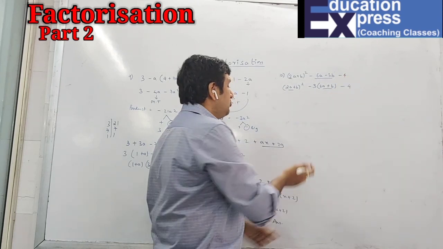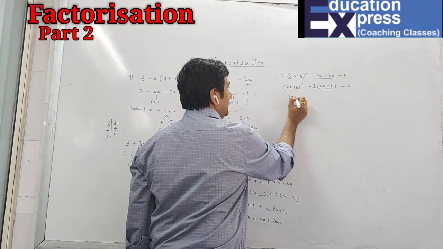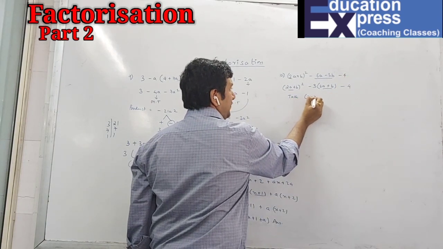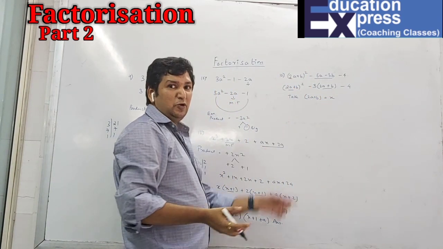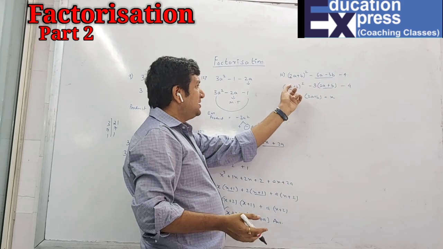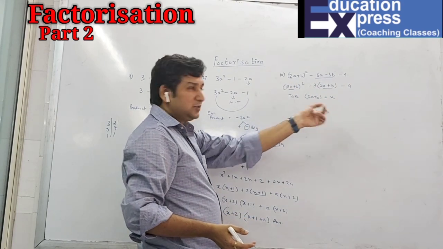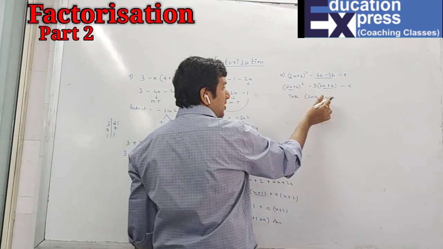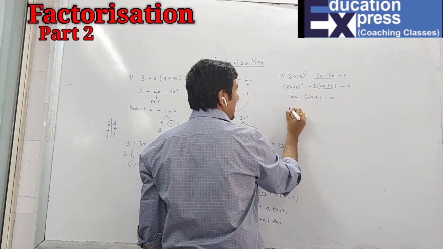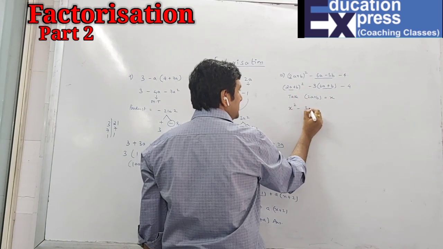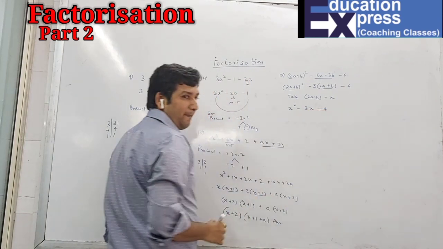For such sums, what you do is you take 2a plus b equals x, a certain variable. Obviously, you cannot take the same variable. So if x is there, you can't take x, you have to take a. So here I have taken 2a plus b as x. Now substitute x as 2a plus b. So wherever 2a plus b is there, I write x squared minus 3x minus 4.